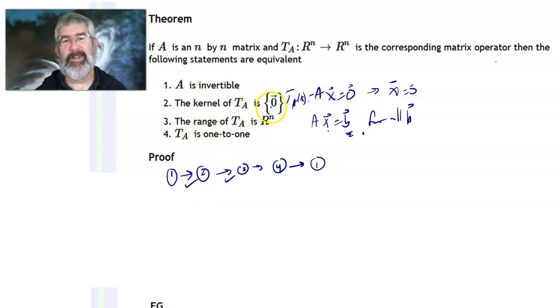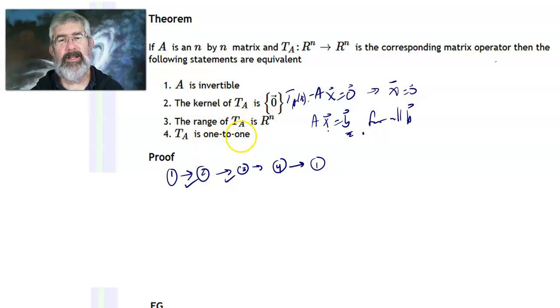I need to do 2 implies 3. If you know that the kernel is just the 0 vector, you know that the null space is just the 0 vector, and so you know that the nullity is 0, right? The dimension of the null space is 0. I also know that the rank plus the nullity is equal to n. So if the nullity is 0, the rank must be n, which means that the range space, which is the column space, has rank n. So in Rn, it must be the whole thing. Okay, so there we go. There's 2 implies 3.